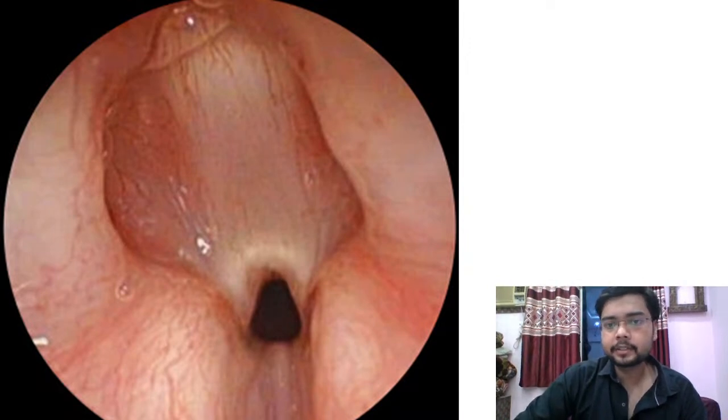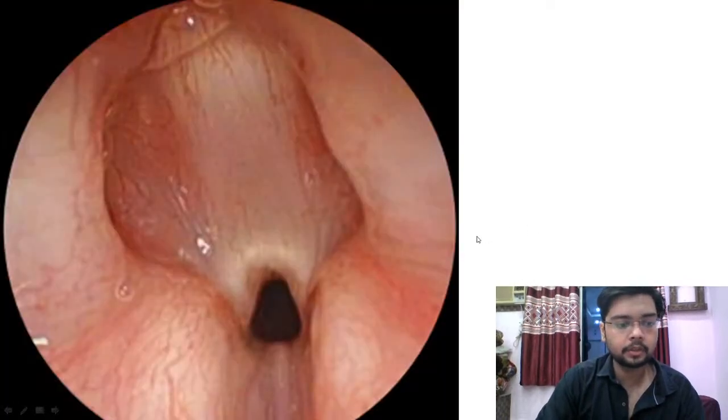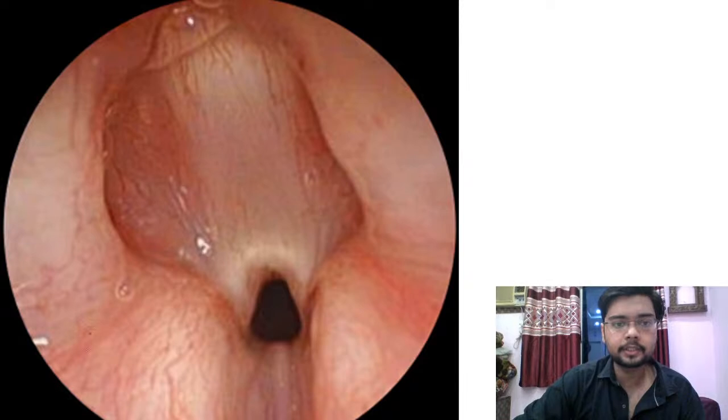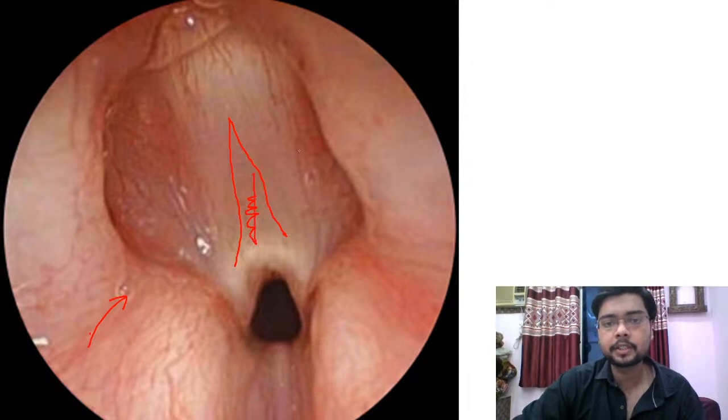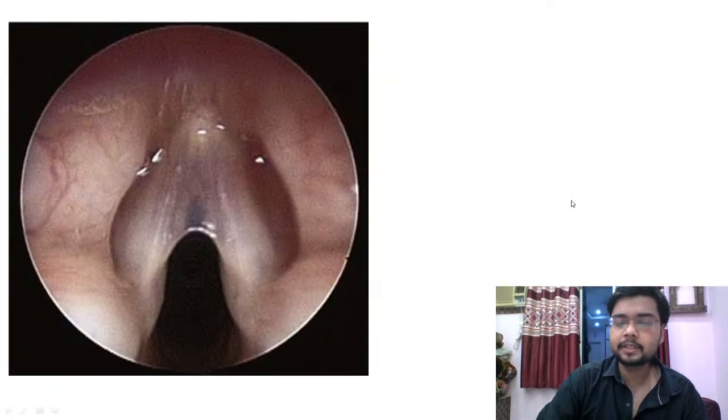Can you identify this picture of the laryngeal inlet showing you the vocal cords and something else? Here there should be your true vocal cords with some space, but here you can see some membrane which is obscuring this space. So it is your laryngeal web, or more particularly, the glottic web. First identify the images and then we'll deep dive into it.